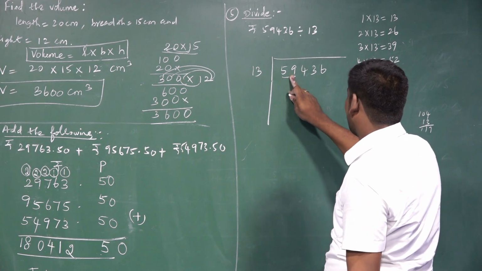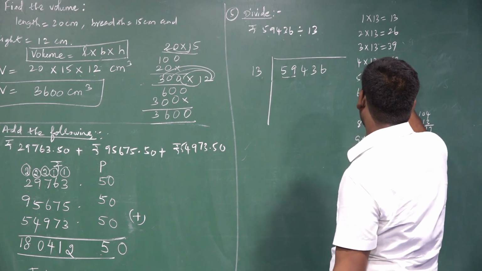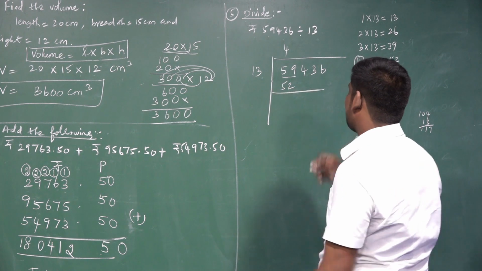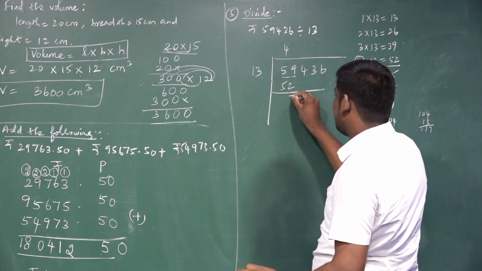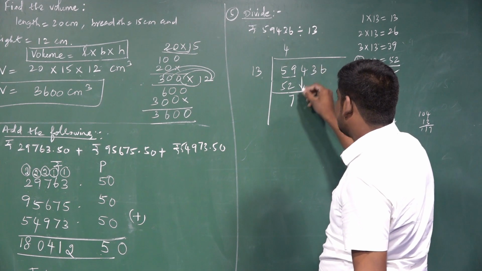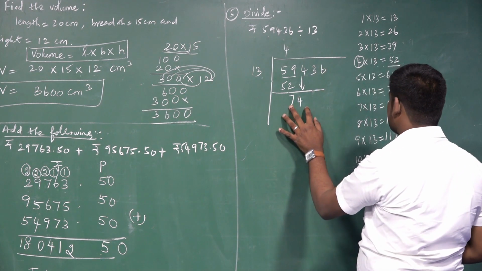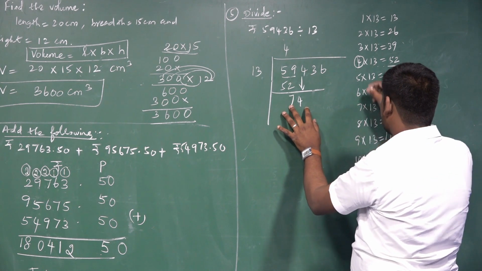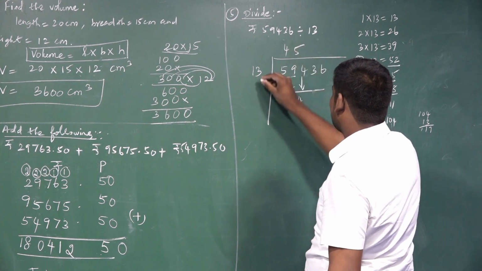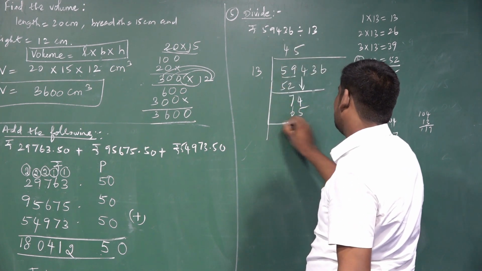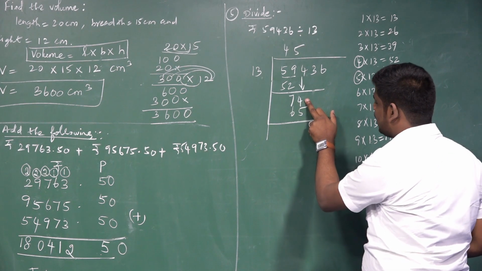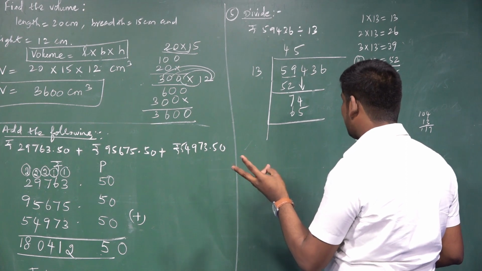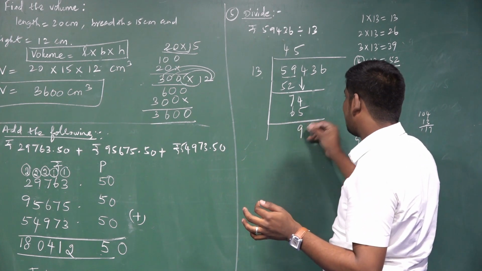See 59. Here 59 is divisible by 13. So how many times possible? 4 times. 4 13s are 52. Then subtract 52 from 59. We get 7. Next take and write the digit 4. Totally now 74. See here 70, is it possible? No. So 65 is possible. How many times? 5 times. So 5 13s are 65. Then subtract 65 from 74. Okay. 66, 67, 68, 69, 70, 71, 72, 73, 74. So the remaining is 9.